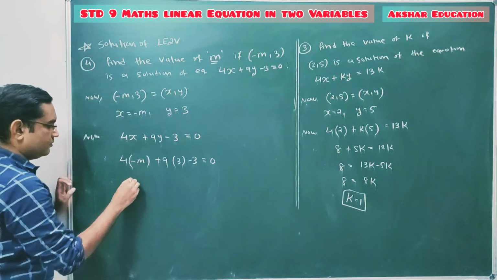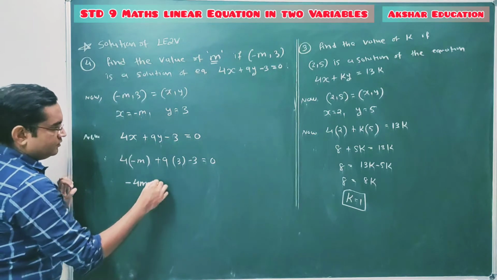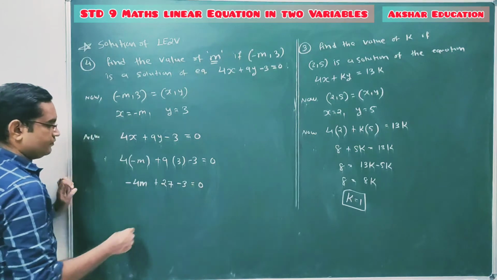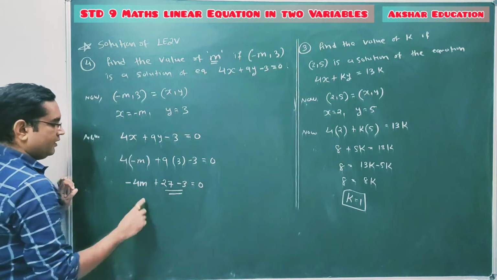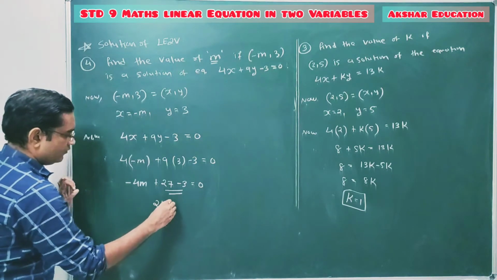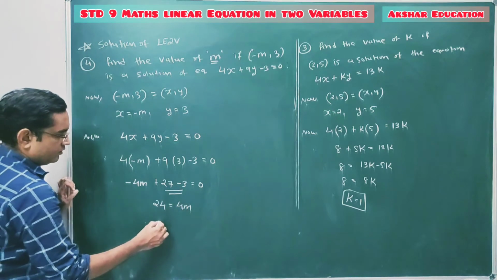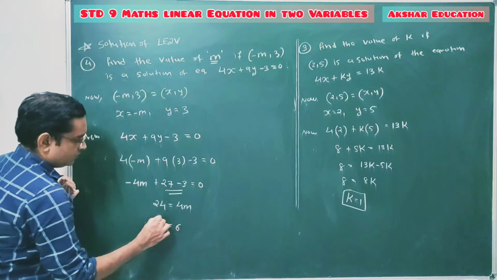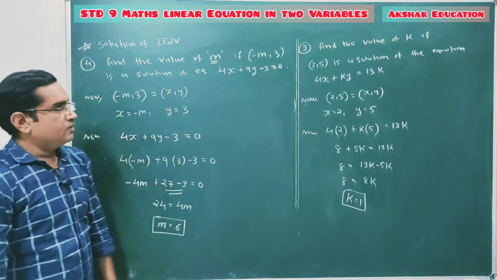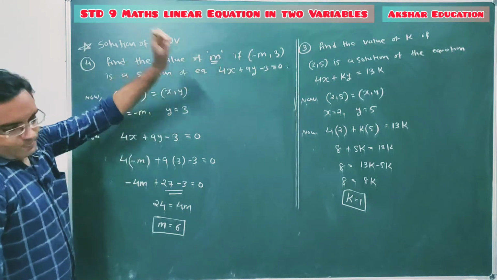So 4 into minus m is minus 4m, 9 threes are 27, 27 minus 3 equal to 0. 27 minus 3 is 24, equal to, taking this minus 4m on the right hand side, 24 equal to 4m. Taking this 4 into division, m equal to, 4 sixes are 24. So m equal to 6 is the answer for the given unknown m. Done?